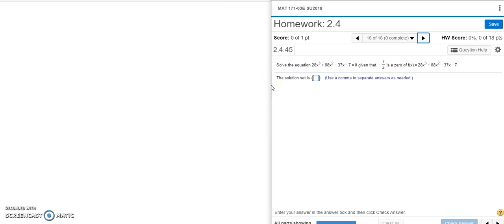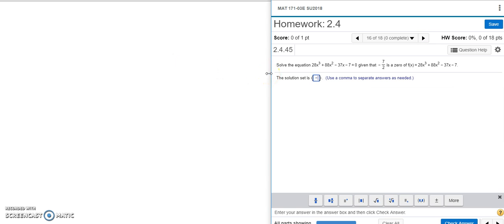And what's nice is it says given that -7/2 is a 0. They've basically given us one of the answers. Like we know -7/2 is one of the answers. Now, we also know that because this is degree 3, there should be 3 answers. So I know I'm not done because the degree basically is telling me how many answers there should be.